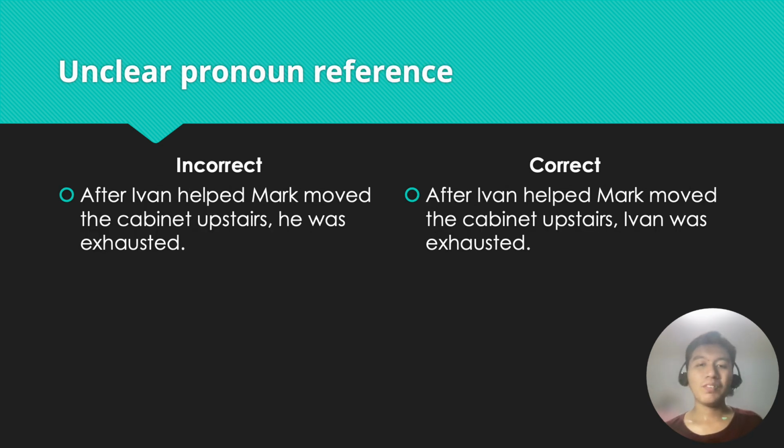Next, we have unclear pronoun reference. All pronouns must clearly refer to definite referents or nouns. Here's the example below. After Ivan helped Mark move the cabinet upstairs, he was exhausted. Who was exhausted? Was it Ivan or was it Mark? It isn't clear who was exhausted in that sentence. Here is a correct version. After Ivan helped Mark move the cabinet upstairs, Ivan was exhausted. As you can see, it's clear who was exhausted in that sentence.